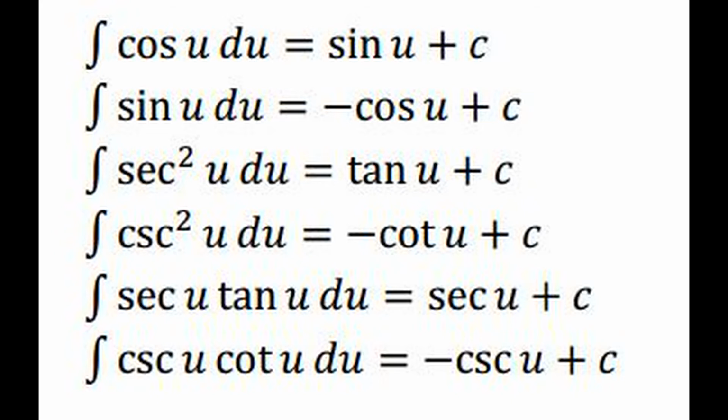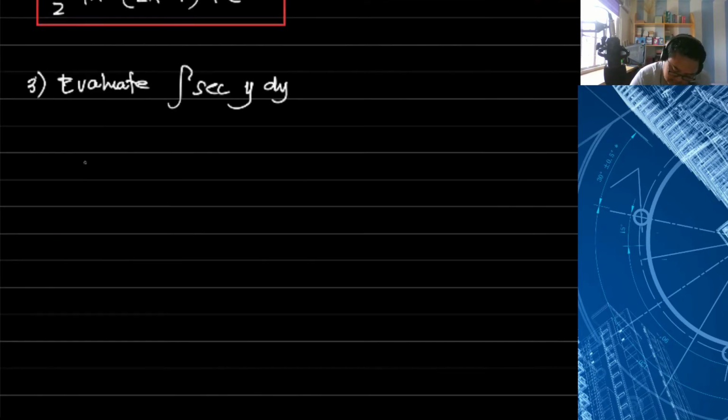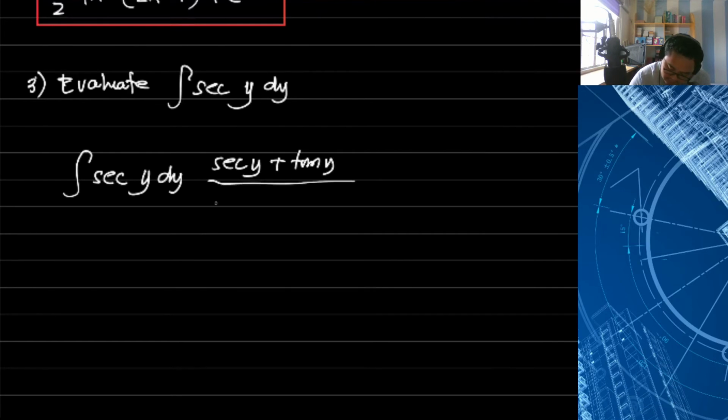So you cannot find here secant u du. So what you have to do here is to expand this function, secant y dy, multiply this by secant y plus tan y over secant y plus tan y. So this function is just equal to 1, so there's no effect in our equation.